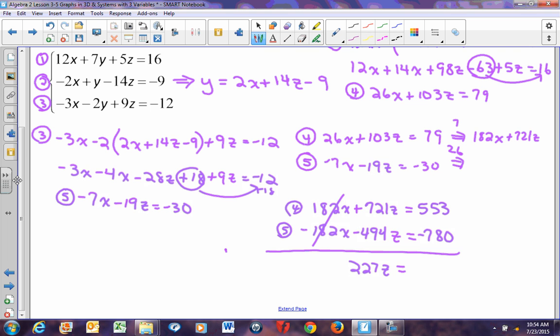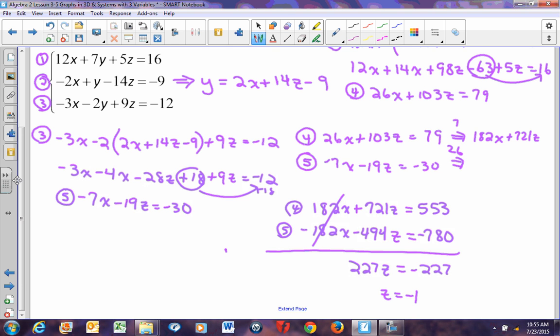Equals 553 minus 780 is negative 227. Hey, what do you know? z is going to equal negative 1. So now that z equals negative 1, I can plug it back into equation 4 or equation 5 to figure out what x equals, and then I can figure out what y equals.